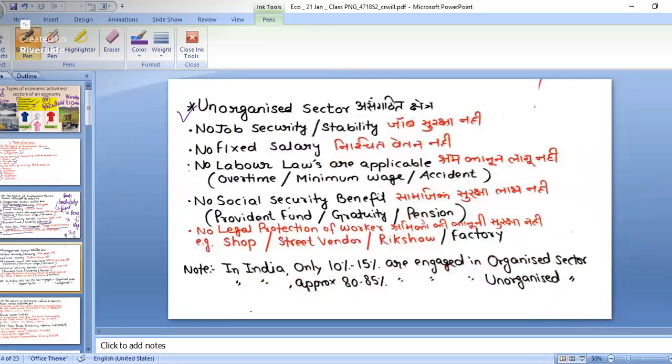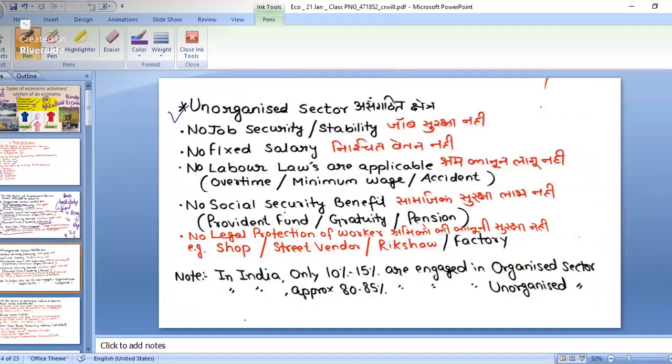Now we will see about the unorganized sector. In the unorganized sector, it is just vice versa of the organized sector. There will be no job security. Anytime you might lose your job. Like in private companies, if someone is doing a private job, you will see that there is no job security. Now we have the recession, and you would have heard that many companies have fired their employees. So this is the unorganized sector.